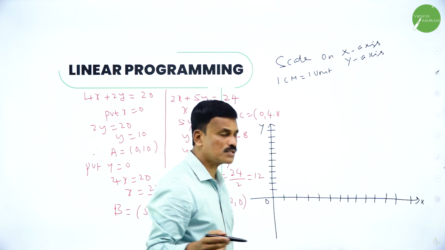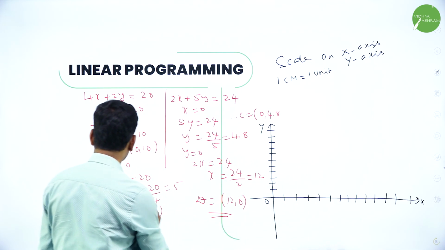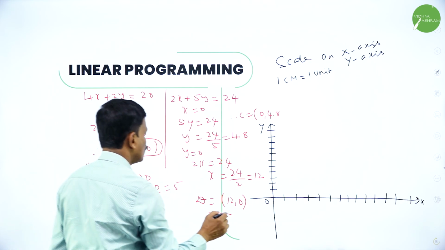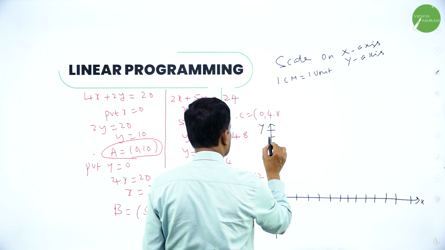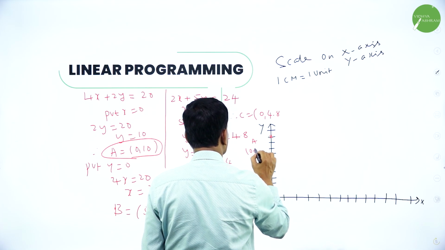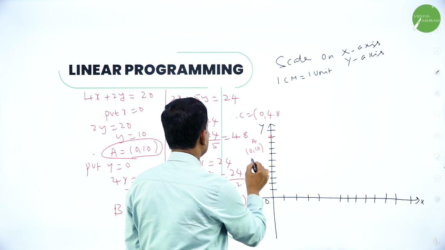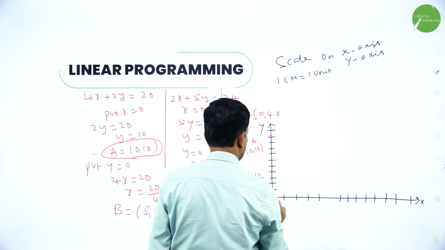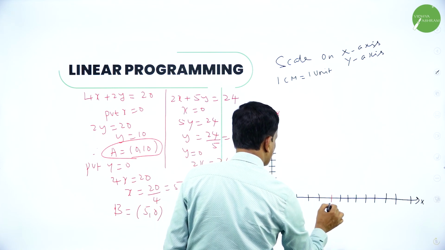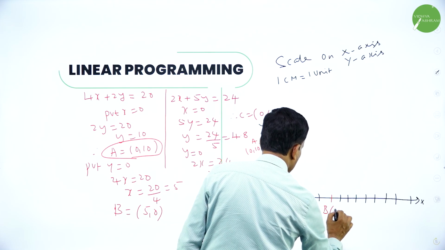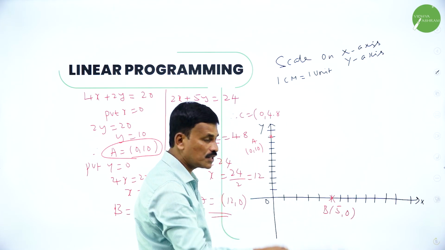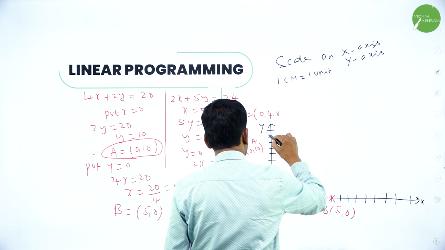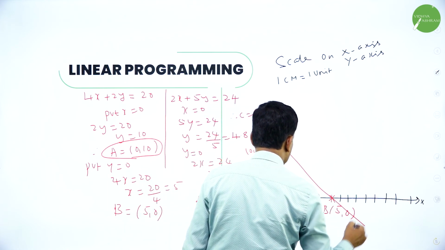Now, let us take the first point. What is the first point? A (0, 10). When x is 0, y is 10. 1, 2, 3, up to 10. This is A. Second point is B (5, 0). Draw a line which passes through these 2 points, a straight line.